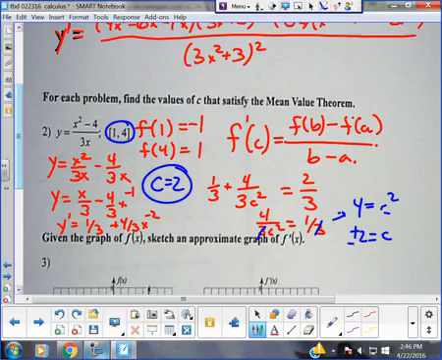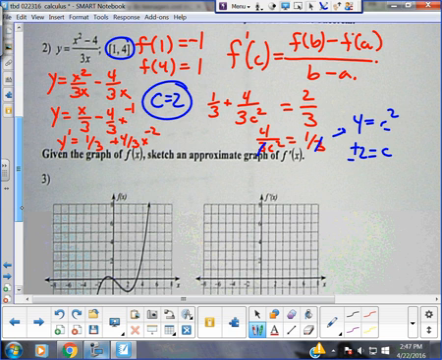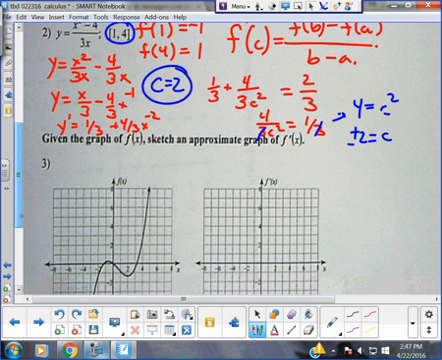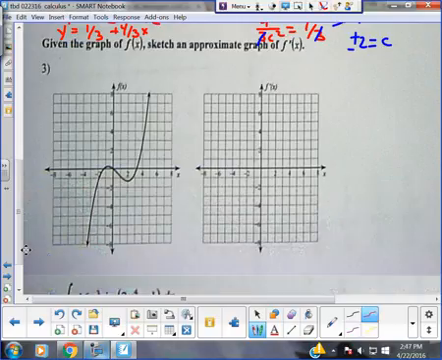That is where the instantaneous rate of change of the function equals the average rate of change over the interval 1 to 4. So f prime of 2 equals the average rate of change over the interval 1 to 4. All right? Mean value theorem. And again, that's just like a little rote problem, right? Plug and go.